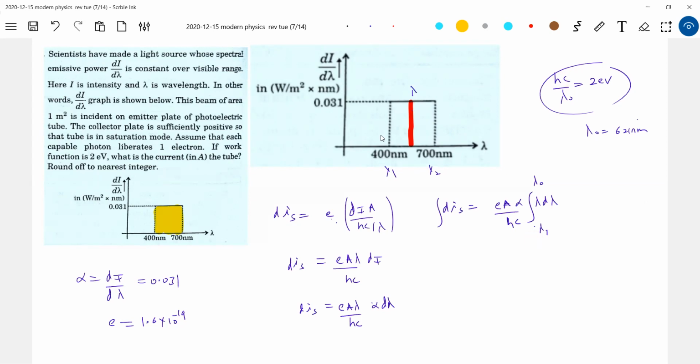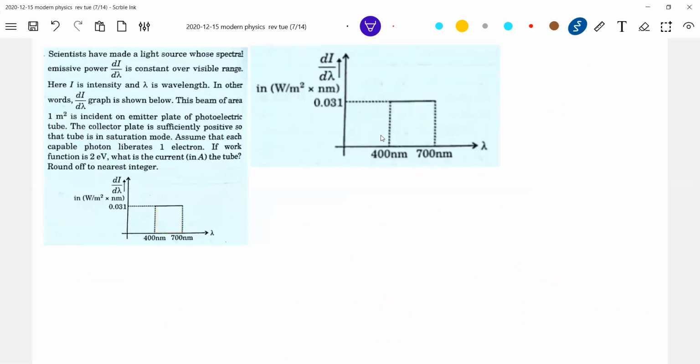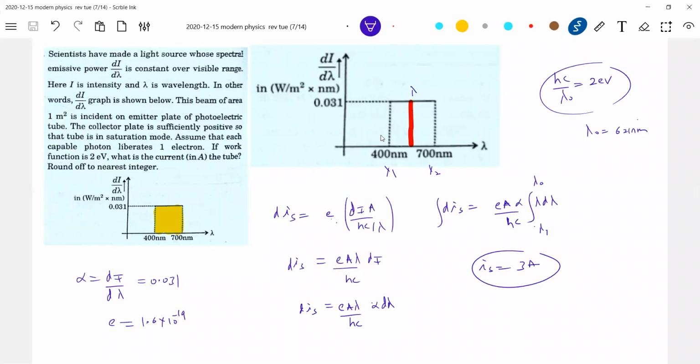Solving this, we'll get the expression for the saturation current. Will the saturation current be variable or constant? It will be constant. Finally it will be about 3 ampere. So this is the photoelectric effect where chromatic light is incident on a plate. This is the approach if a chromatic light falls.